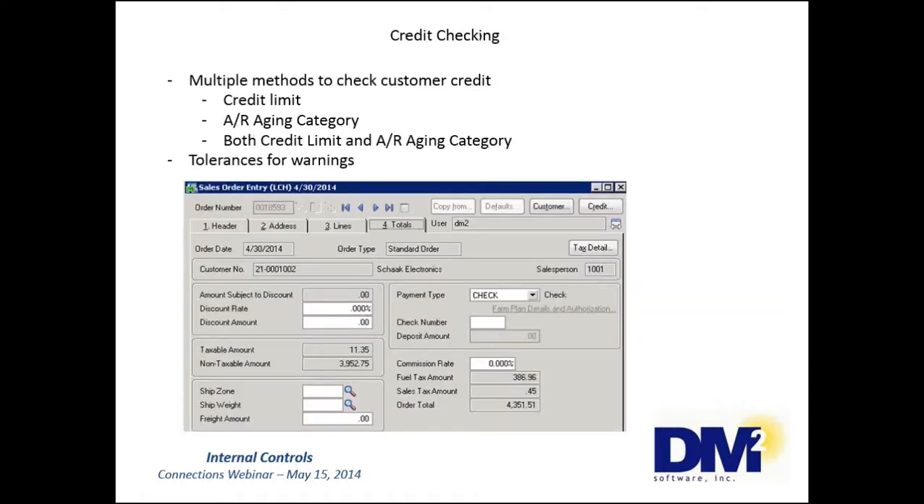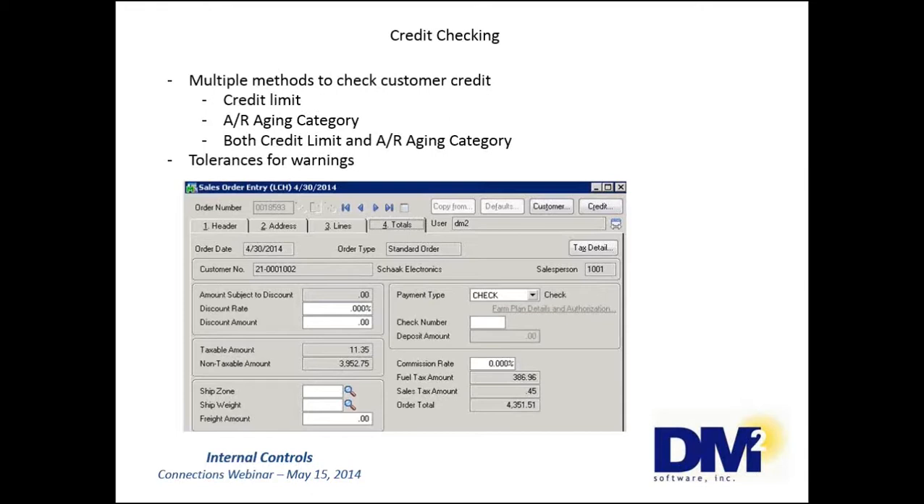Credit checking. Within sales order entry, DM2 software can check a customer's credit status. There are multiple methods to choose from during your AR setup. Credit check can be done by just the customer's credit limit, by open balances in each aging category on the customer's AR aging, or a combination of the two.